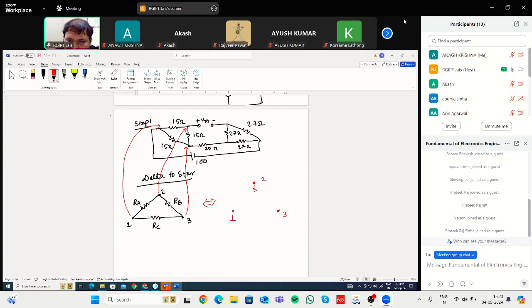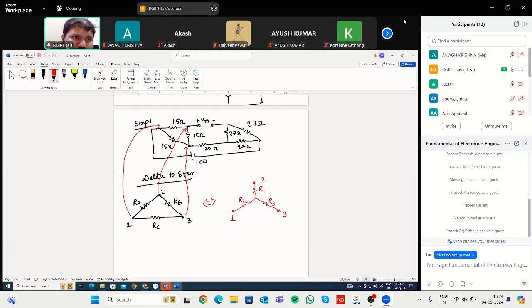That means let us consider this as R1, this as R2, this as R3. Okay. So I'm telling you that these two circuits, the delta and the star, are equivalent. But we don't know what is the relationship between RA, RB, RC, and R1, R2, R3. That we don't know.